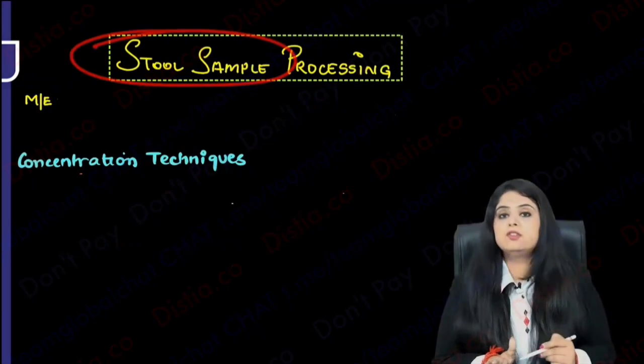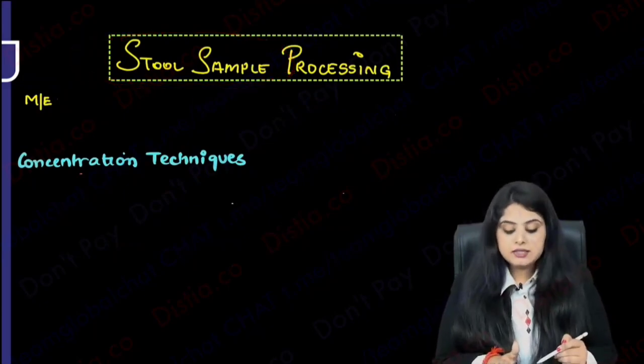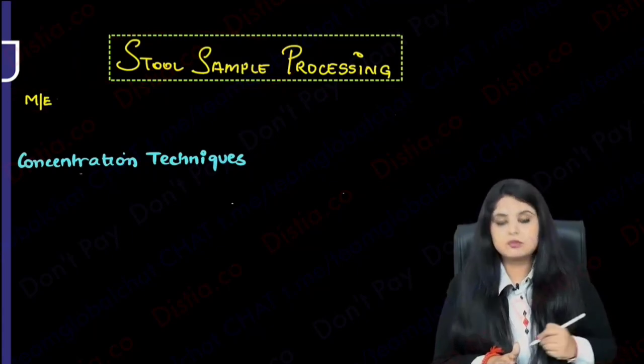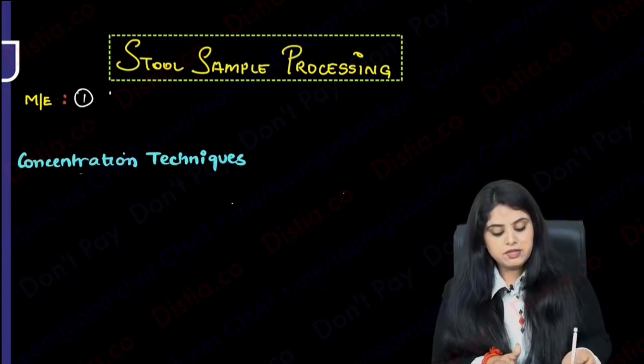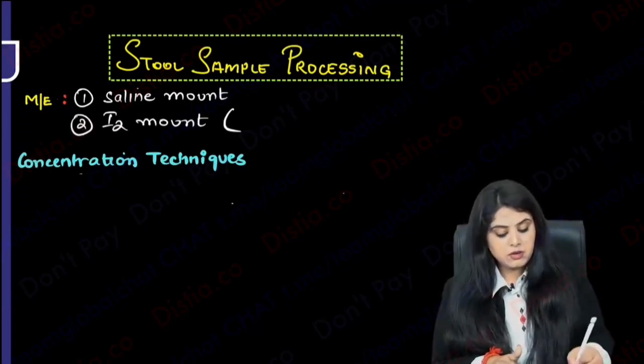I will definitely talk about the stool samples. Under these stool samples, please note that the first thing you will do is microscopy. What will you do in microscopy? The first thing you will be doing is the very simple saline mount. You will mix the stool sample with normal saline and look at it under the microscope. Another thing you will be doing is an iodine mount. What happens in an iodine mount?